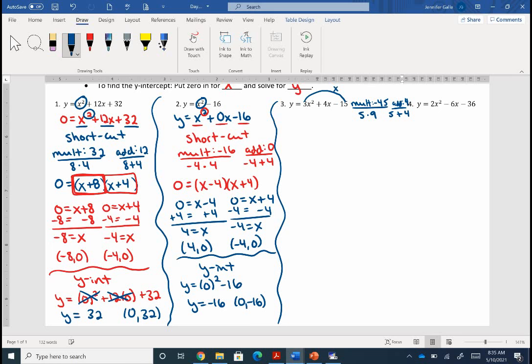But now I need a negative 45 and I need a positive 4. So which one am I going to make negative, the 5 or the 9? The 5, yeah. We're going to do the 5 negative. Now once we have our 2 magic numbers, we're going to leave the 3x squared alone. And then the 4x splits into our 2 magic numbers. So minus 5x plus 9x, and then we have our minus 15.